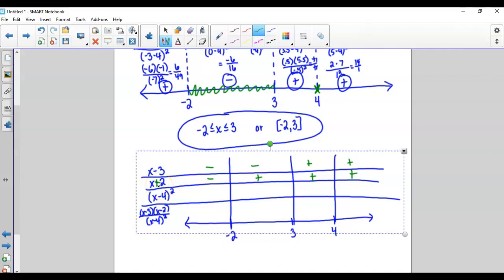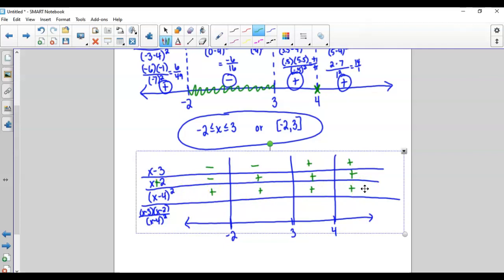And then let's think a little bit about (x minus 4) squared. It really does not matter what we plug in right here. We're going to get a positive number because we're squaring it. And anytime you square a number, you get a positive number. So I can just put positives all the way across here without really testing any values, because it doesn't matter. Even if I plug in -4, -4 minus 4 is going to be -8, but when you square it, it becomes positive 64. So that square makes everything here positive.